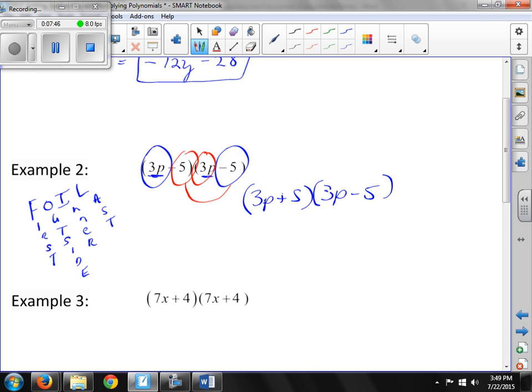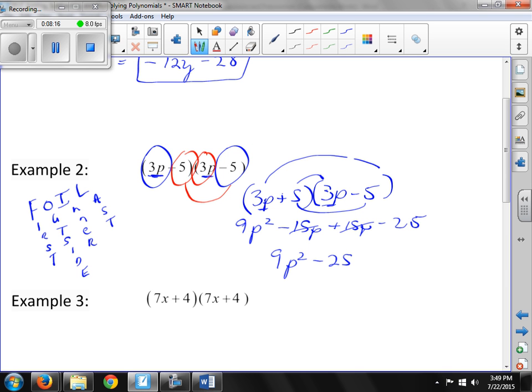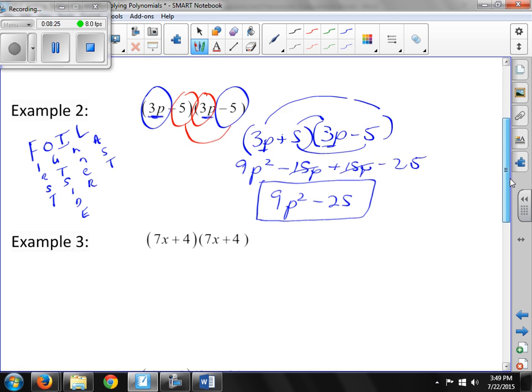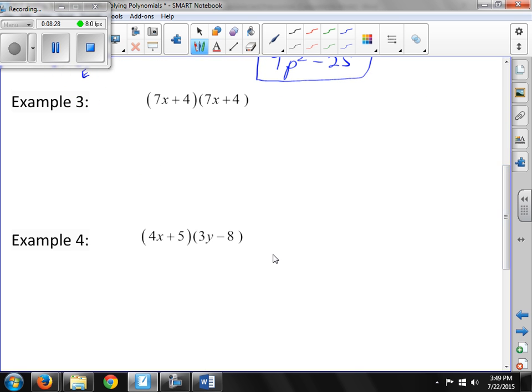So when I multiply the first terms, the 3p times the 3p, I get 9p squared. The outside would be 3p times negative 5, which would be negative 15p. The insides would be 5 times 3p, which would be plus 15p. And the last would be 5 times negative 5, which would be negative 25. So when I combine the like terms, I'll have 9p squared. These two add up to 0 minus 25. Now that is a special case which we'll talk about in the next section.